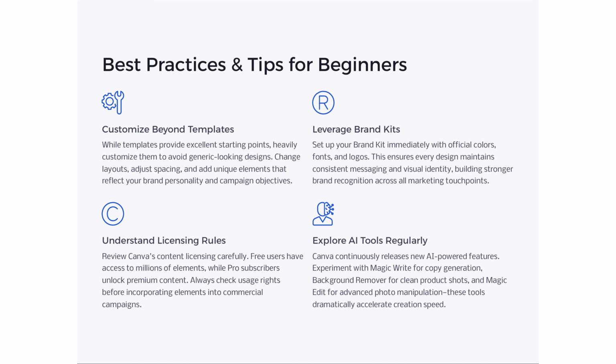Customize templates extensively to avoid generic designs. Adjust layouts and add unique elements to reflect your brand. Set up a brand kit with official colors, fonts, and logos for consistent messaging. Review Canva's licensing rules to ensure proper usage. Regularly explore artificial intelligence tools like Magic Write and Background Remover to enhance design efficiency.